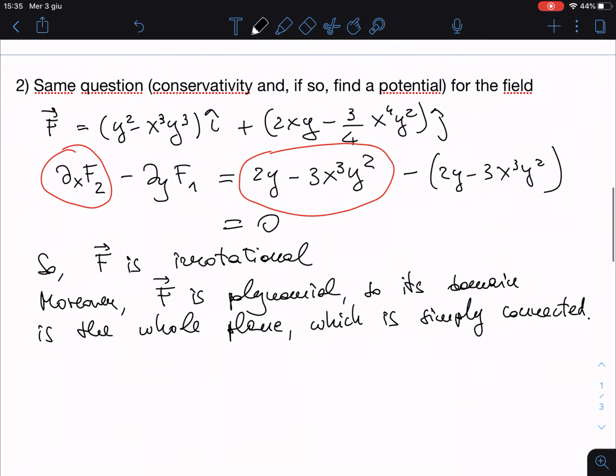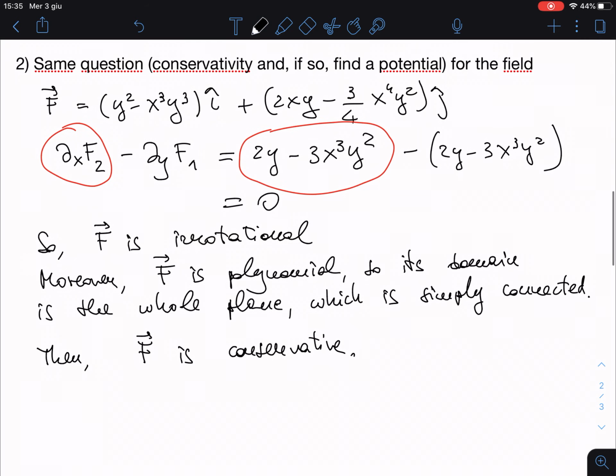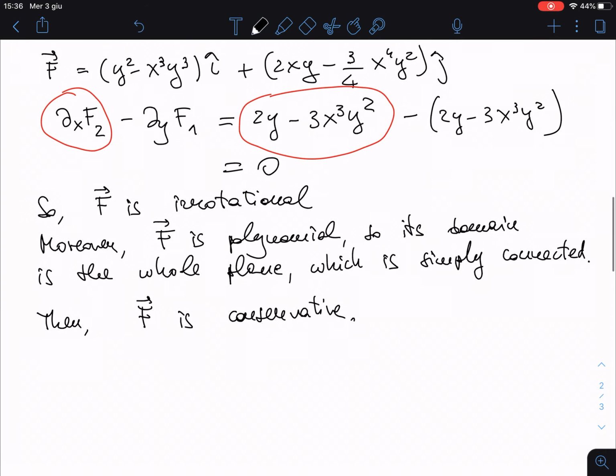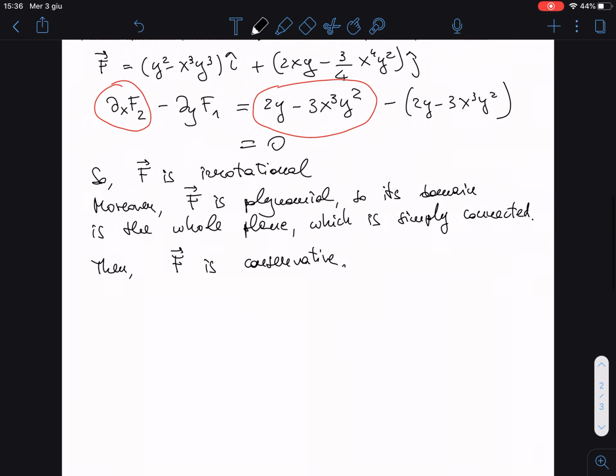Then, in this case, f is conservative. Okay? And now we have to find a potential. Since it is conservative, it has a potential, and so let us find it. Concerning the potential, remember what the method is. The method is always the same.